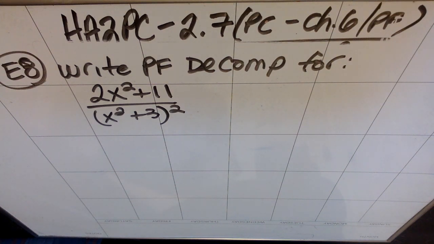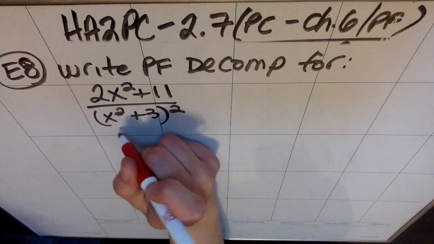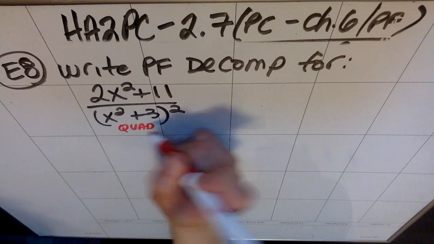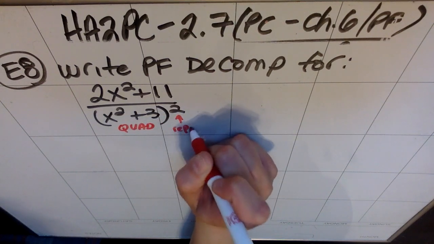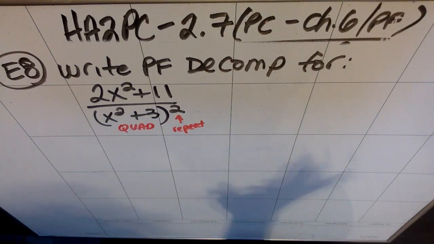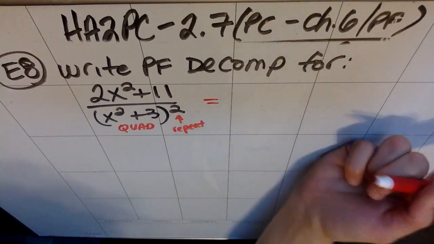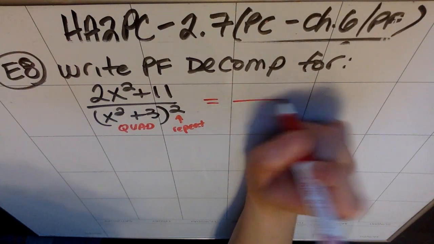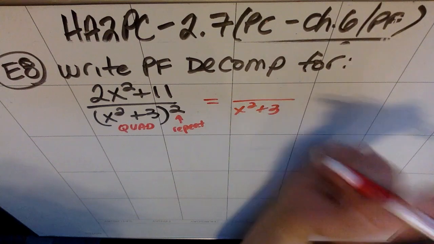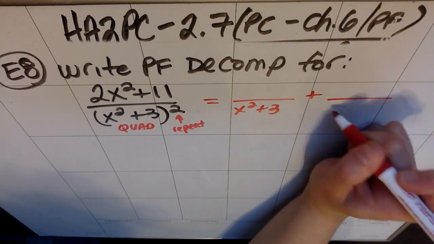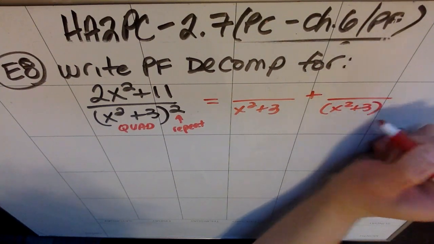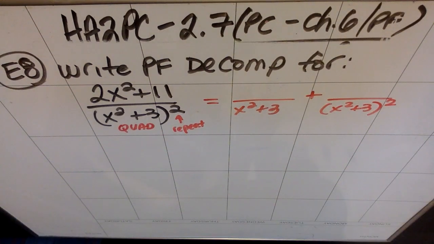So first thing to notice is the denominator is already factored for me, right? So this is a quadratic factor, but it repeats. Okay, so it's a quadratic factor that repeats, but it's already factored for me. So what this is going to look like is an x squared plus 3 on the bottom of the first fraction, and then this x squared plus 3 quantity squared on the bottom of the second fraction, right?